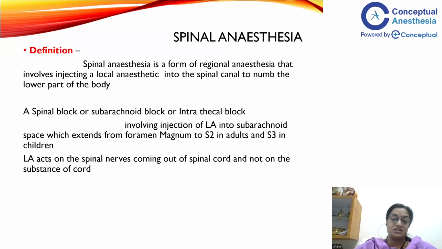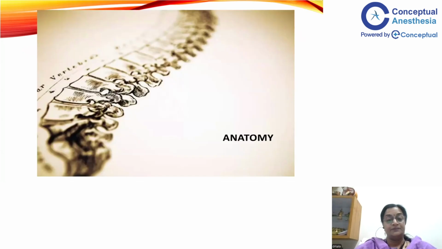So in our terms, it is a spinal block or a subarachnoid block or an intrathecal block, which involves injection of a local anesthetic agent into the subarachnoid space, which extends from the foramen magnum to S2 in adults and S3 in children. The LA acts on the spinal nerves coming out of the spinal cord and not on the substance of the cord.